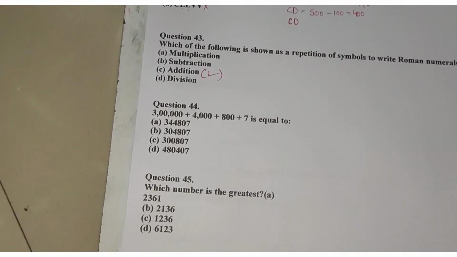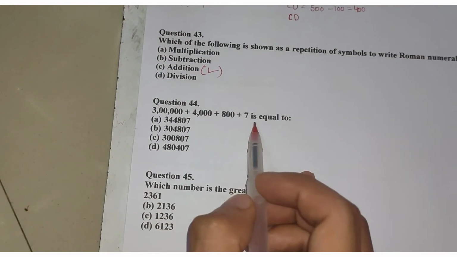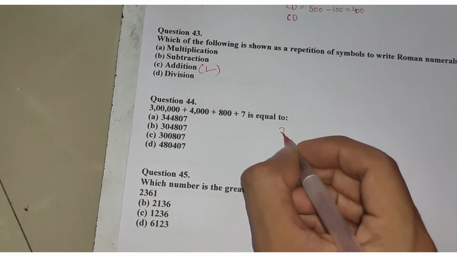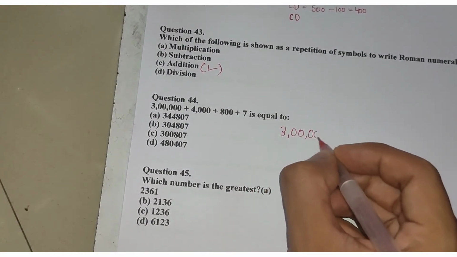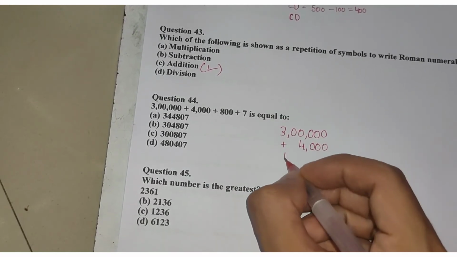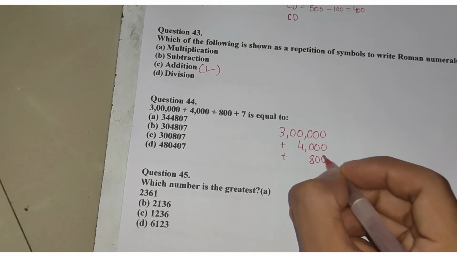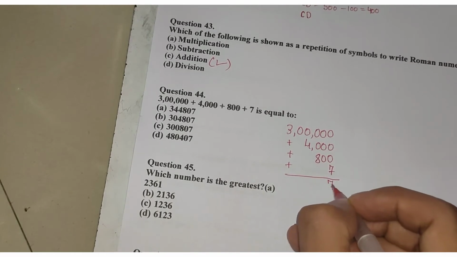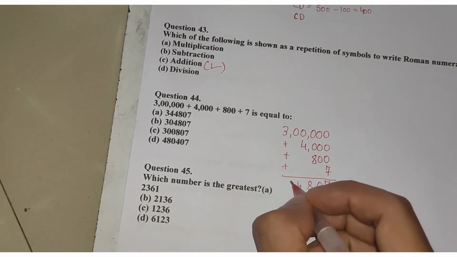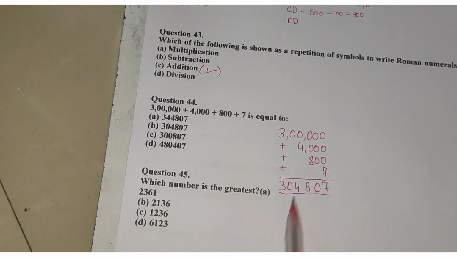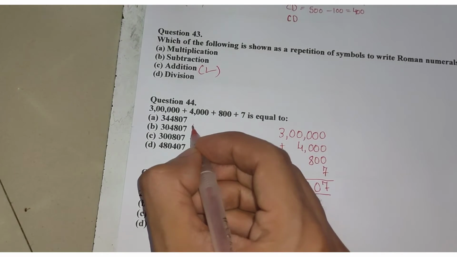Now for question 44, the expanded form has been given. You have to identify the number which will be formed after adding this up. So let us write. First one is 3 lakhs plus 4000 plus 800 plus 7, right? So it will be 304807. Now checking from the options, we can identify that option B is matching with our answer.